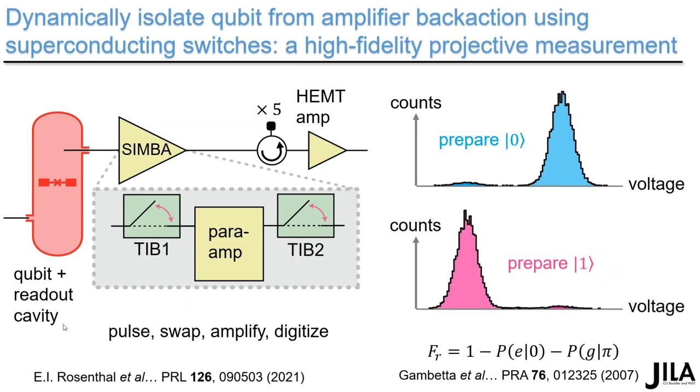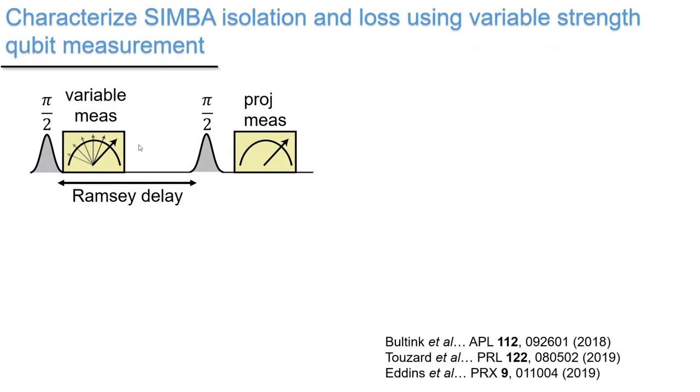So with this approach, we can maintain the advantages of dispersive readout while providing isolation using chip-scale superconducting switches rather than circulators or isolators to make this nice projective measurement shown here. Okay, so I just showed you a fast, high-fidelity projective measurement, but now I'll also demonstrate how the isolation and the loss of the SIMBA compare to using a ferrite circulator.